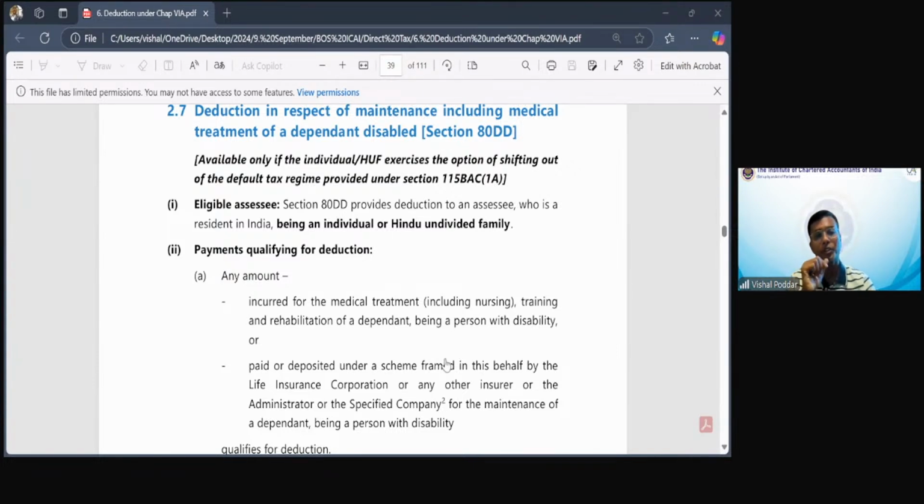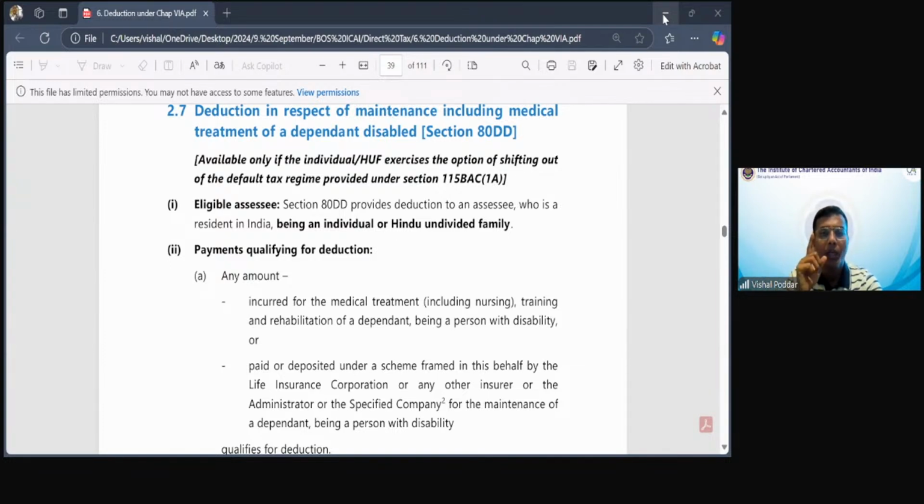So both these sections, this section is for a disabled dependent. So the person has to be disabled. If the person is not disabled, like you and me, if we are not disabled, no deduction. Correct?